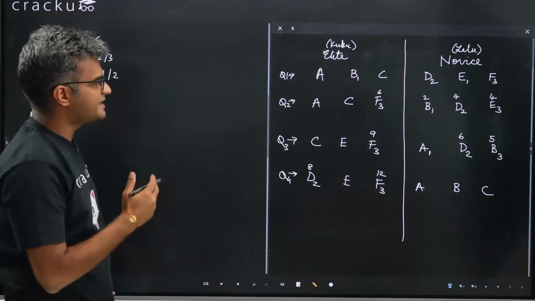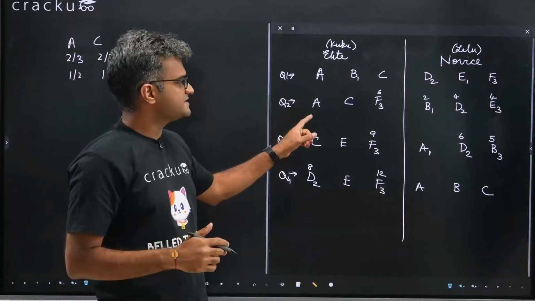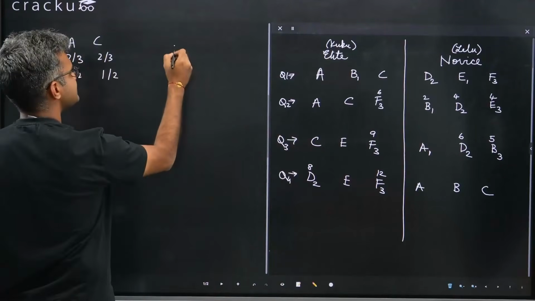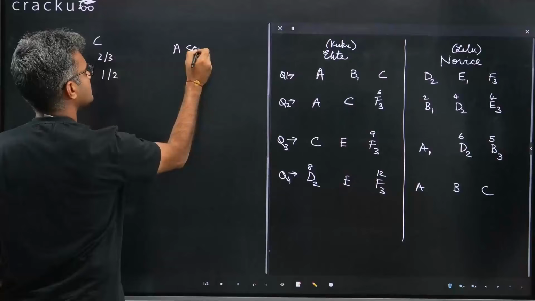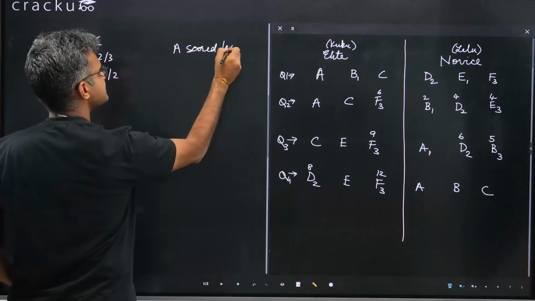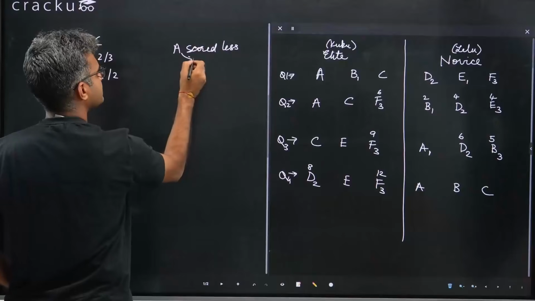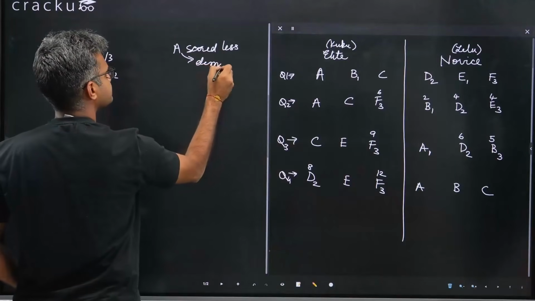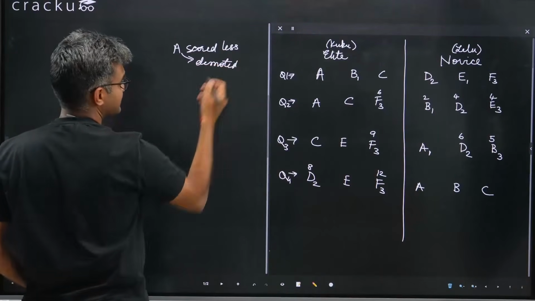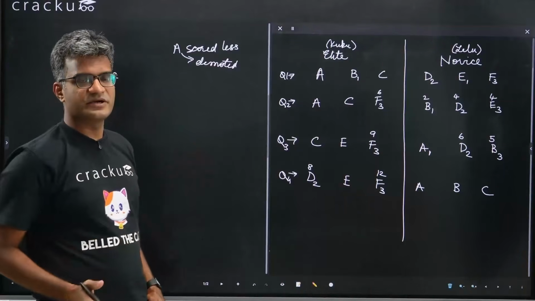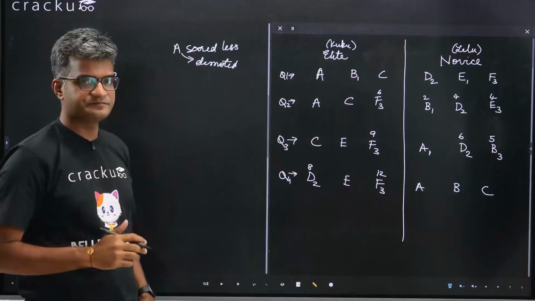Now what happened at the end of the second quarter? At the end of the second quarter, A was demoted to Novice. So at the end of the second quarter, A scored less or equal, but basically he was demoted. That is what we can infer. We can't say that he scored less, both of them can score the same, but on tiebreaker, maybe he was demoted. One thing we are certain is that A was demoted.